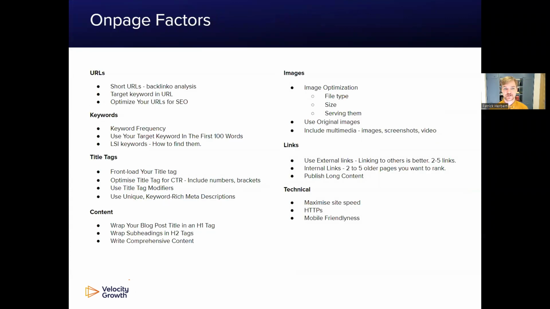So we looked at URLs as an on-page factor. They should be short, should have a target keyword in them, and you should optimize them for SEO. Make sure your site structure is optimized for SEO so that the URL isn't too long, too unsightly, too ugly, with all these subfolders, etc.